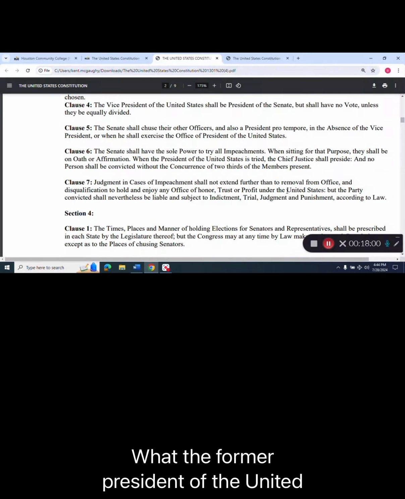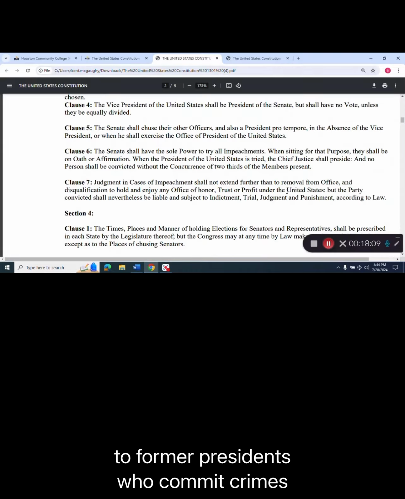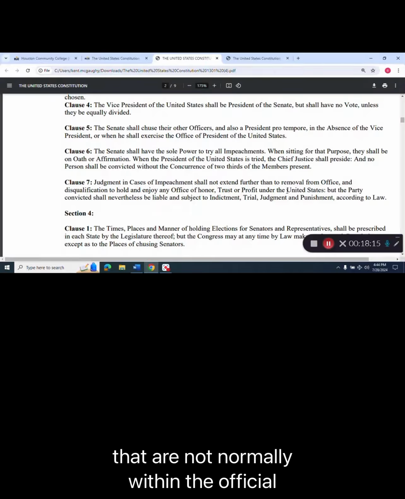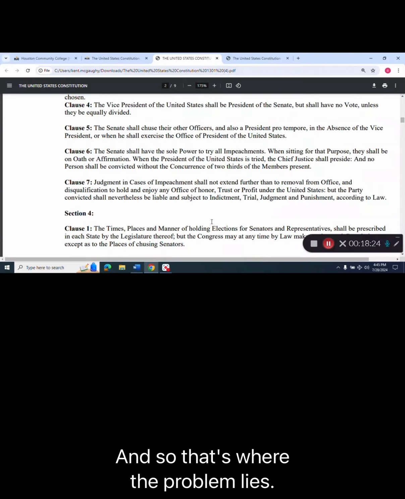What the former president of the United States, Donald Trump, and what the Supreme Court is allowing is that this be extended to former presidents who commit crimes that are not normally within the official acts of the President of the United States. And so that's where the problem lies. Okay?